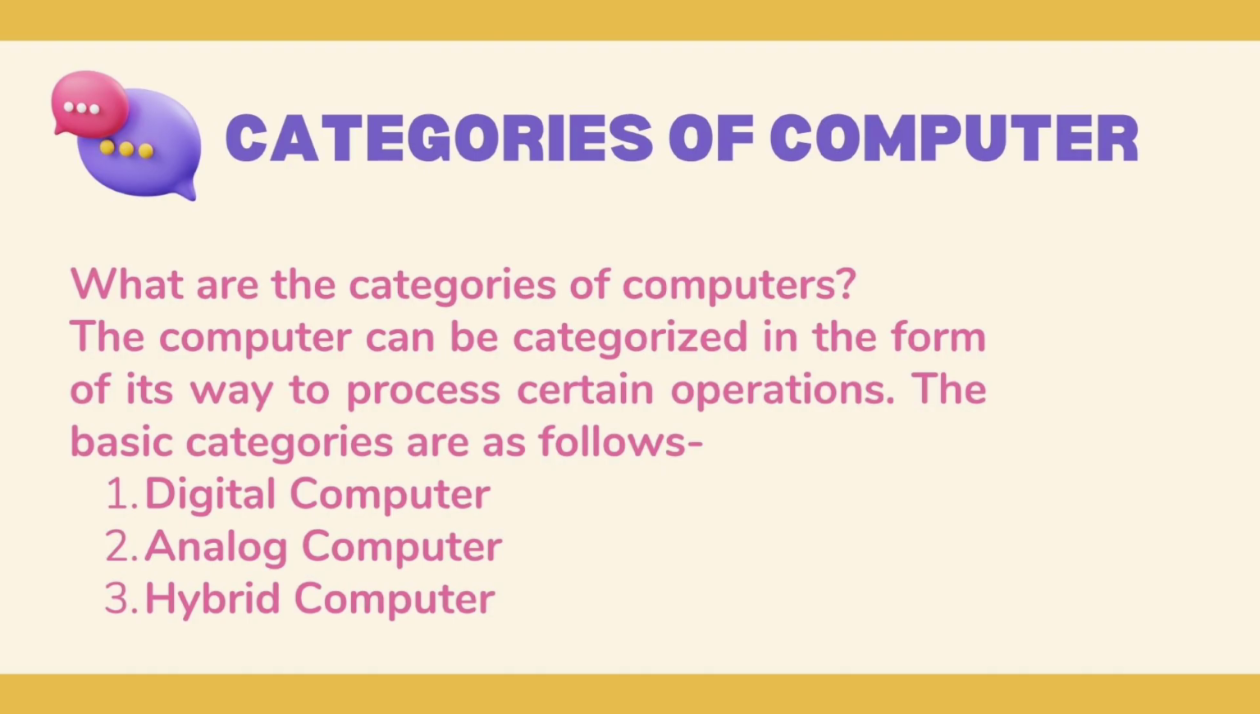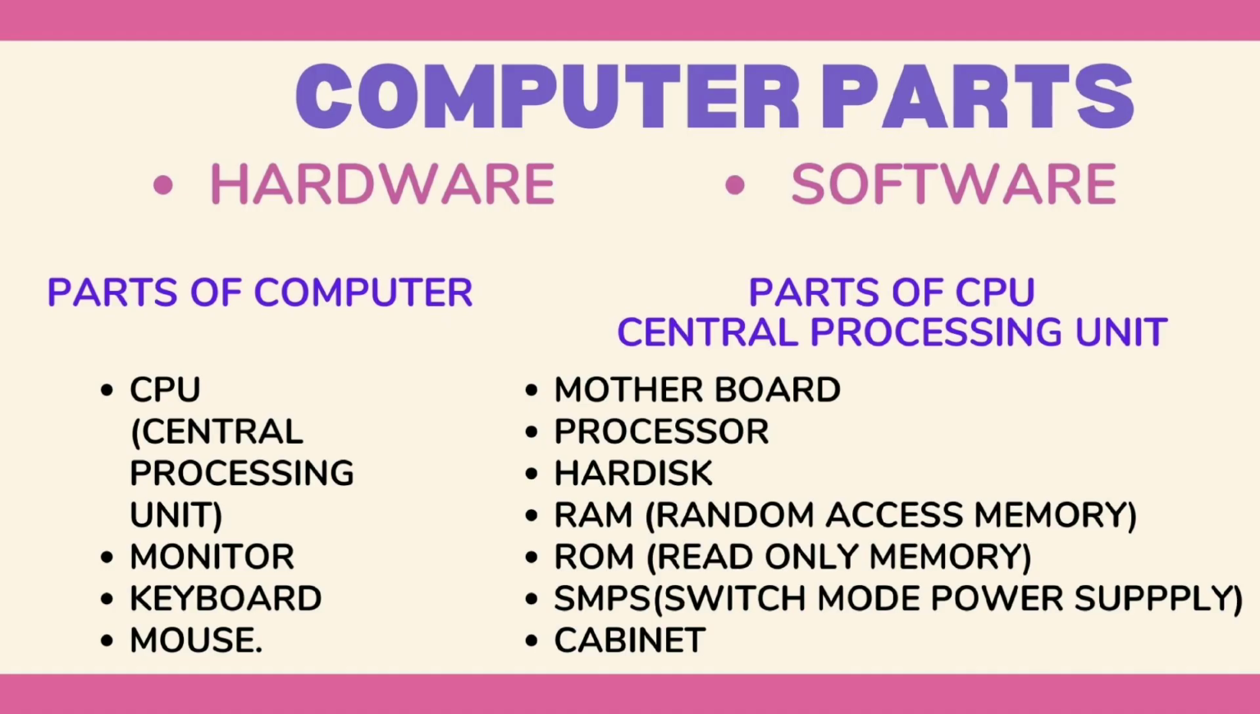What are the categories of computers? The computer can be categorized in the form of its way to process certain operations. The basic categories are as follows: digital computer, analog computer, hybrid computer. Computers are divided into two types: hardware and software.